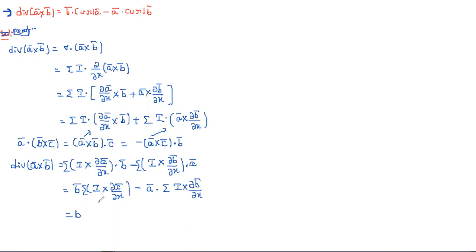So what can we write in place of this? Summation i cross dou by dou x is nothing but, which formula we applied, curl. So B bar dot curl A bar minus A bar dot, and here also the same thing, summation i cross dou by dou x, that is nothing but curl B bar. Okay, so this is the one. Very important one, and we apply this in problems also. Divergence of A bar cross B bar is equal to B bar dot curl A bar minus A bar dot curl B bar. Okay.